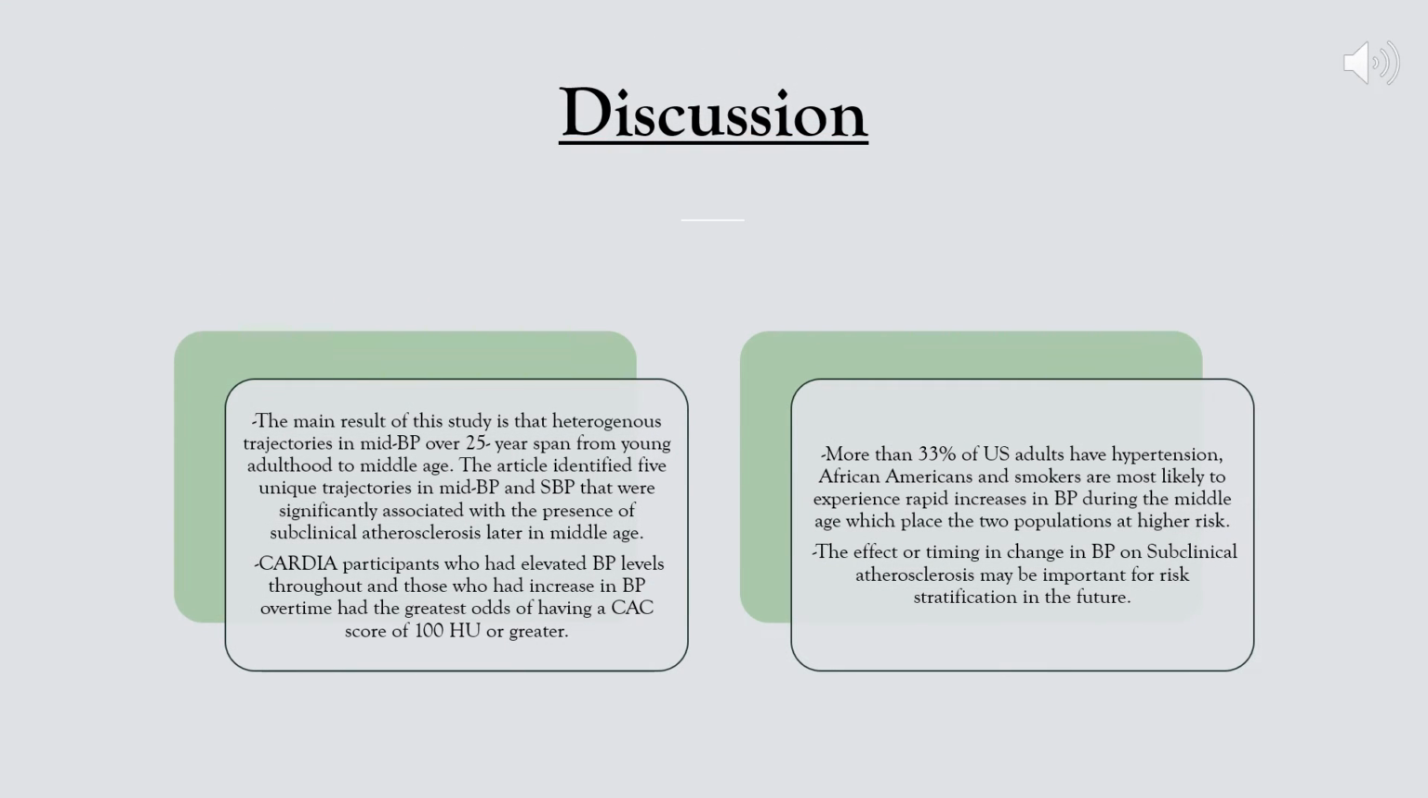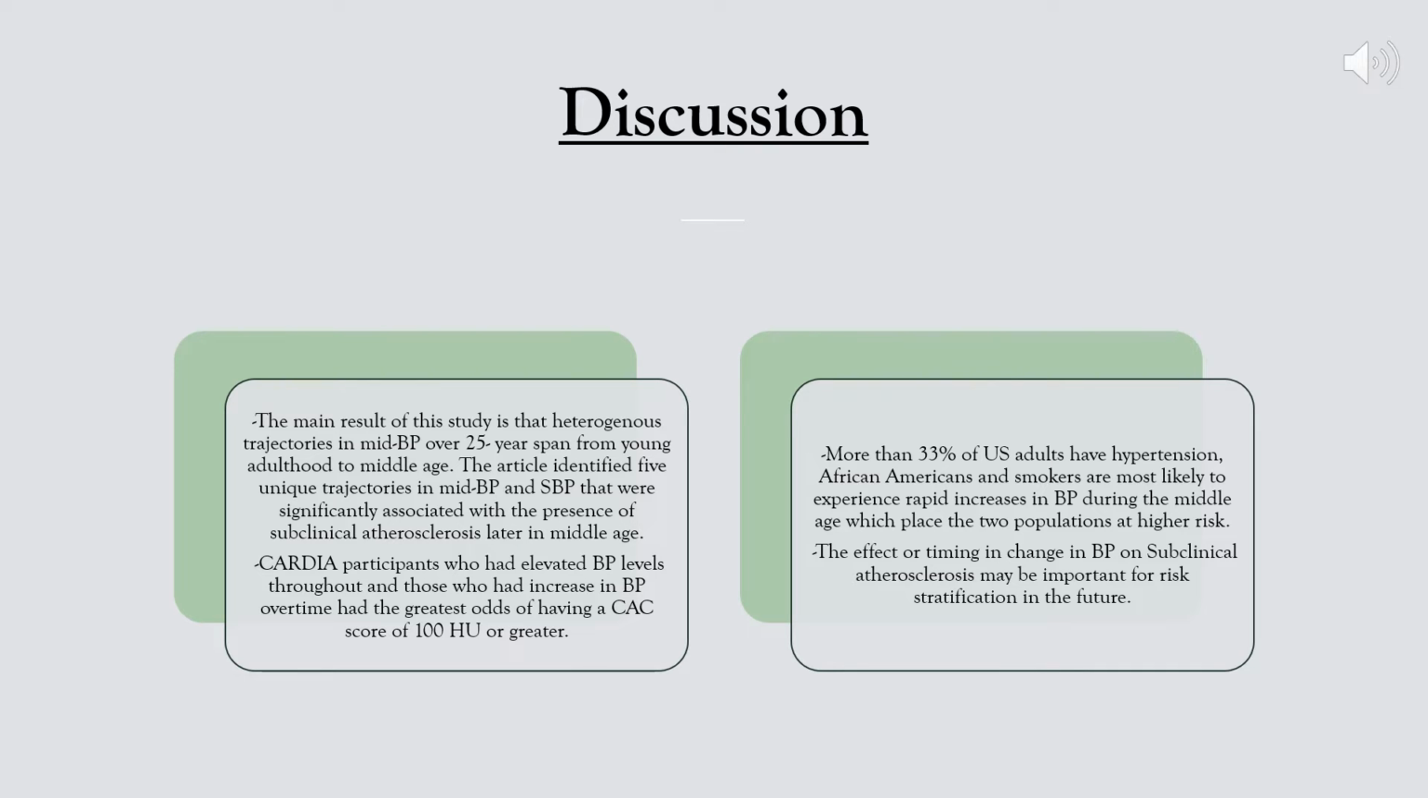The discussion of Article 1 mainly focused on the 5 unique trajectories in mid-BP and SBP that were significantly associated with the presence of subclinical atherosclerosis later in middle age. CARDIA study participants who had elevated BP levels throughout the study and those who had an increase in BP over time had the greatest odds of having a coronary artery calcification score of 100 HU or greater.